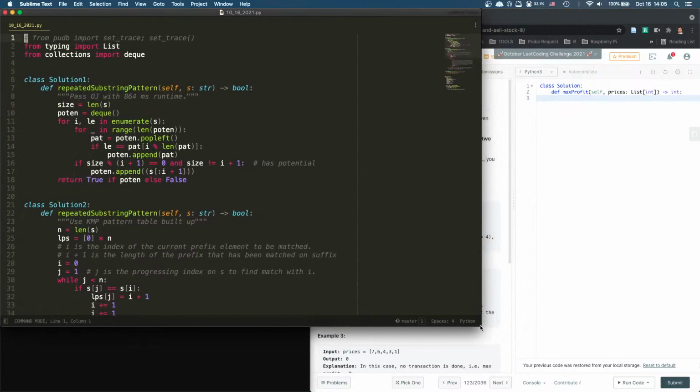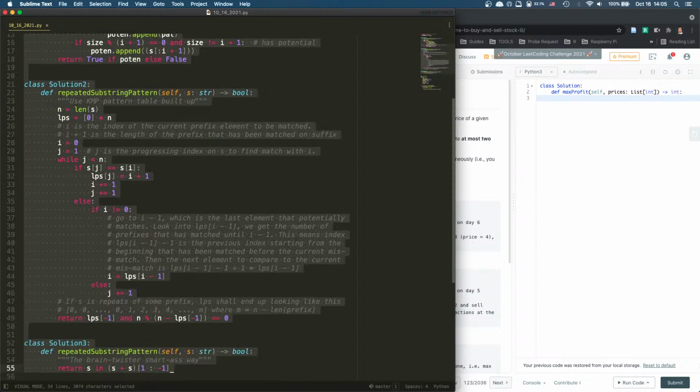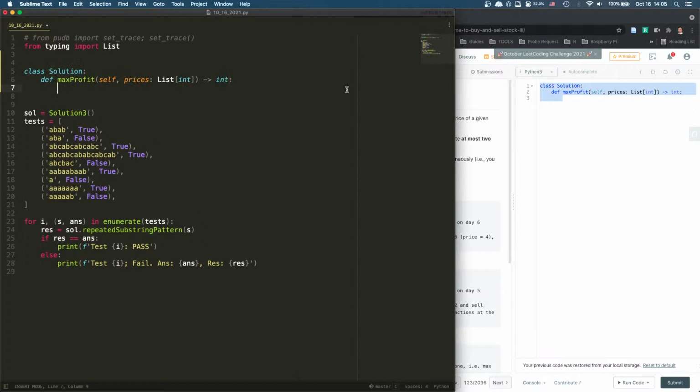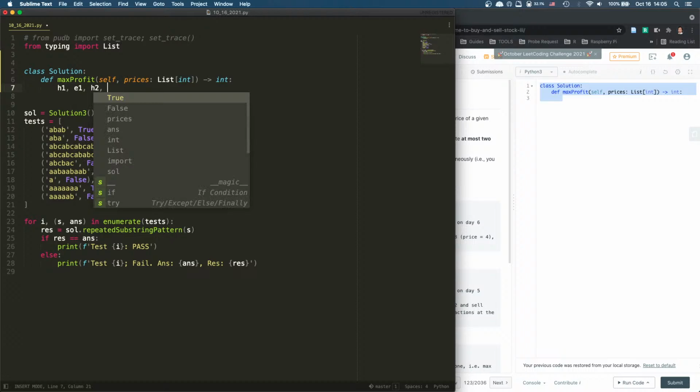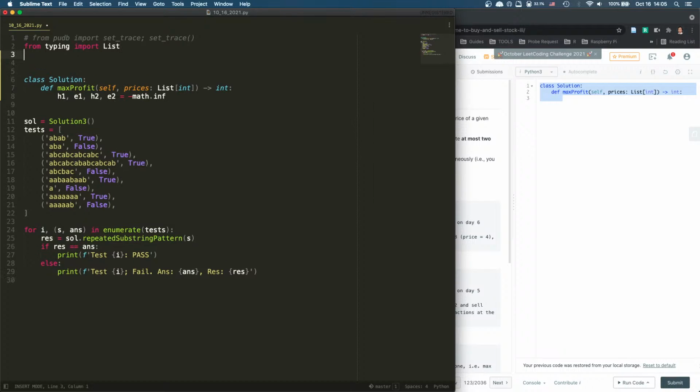And we're going to go through the state machine one more time. It's always good to go through the state machine one more time. All right, so I think this one is at most 2 transactions. So at most 2 transactions, we have 4 states: hold 1, empty 1, hold 2, and empty 2. And for hold, we're just going to use inf. That's how I like to do it. So import math. All the hold states are set to negative inf, and the empty ones start with 0.